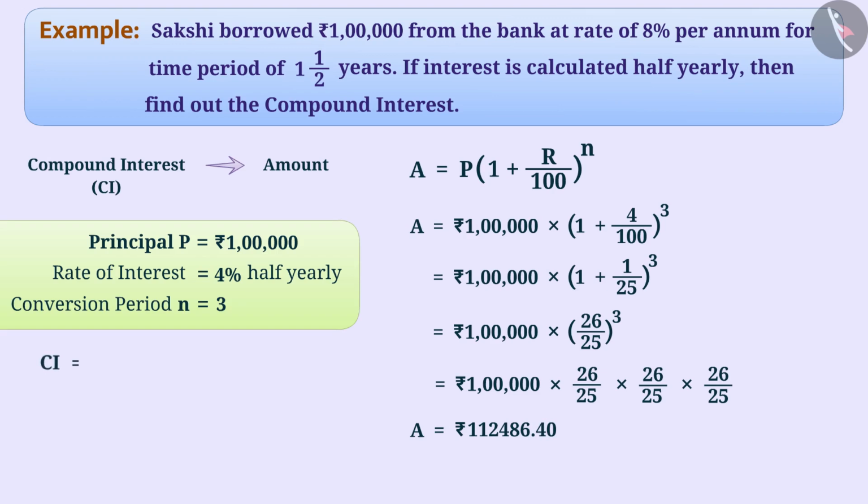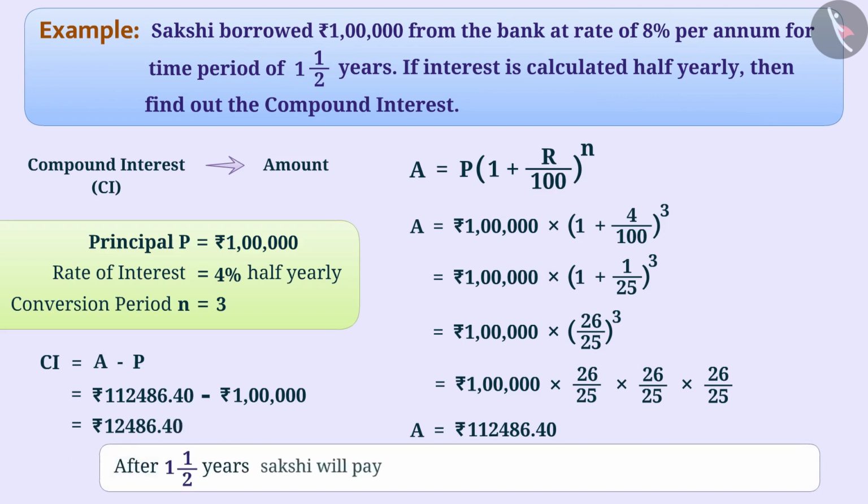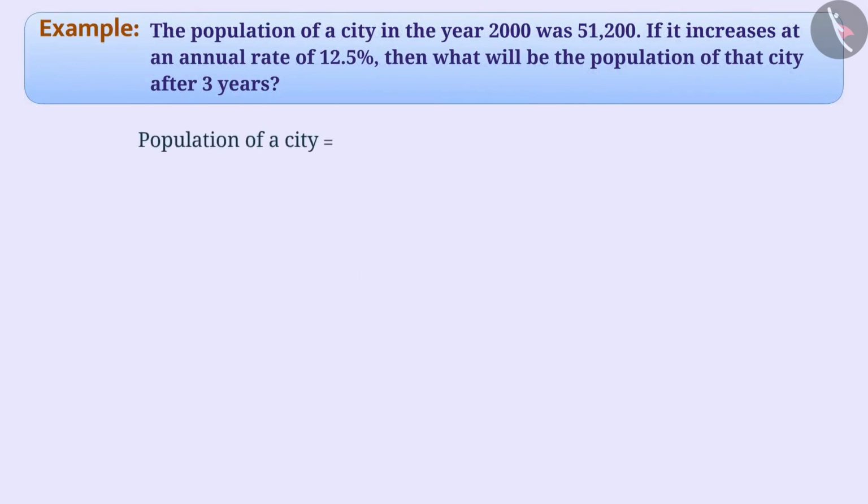1,12,486.40. Since CI is equal to A minus P, therefore CI is equal to rupees 1,12,486.40 minus rupees 1 lakh is equal to rupees 12,486.40. It means after 1.5 years, Sakshi will pay 1,12,486.40 rupees, in which compound interest will be 12,486.40 rupees.